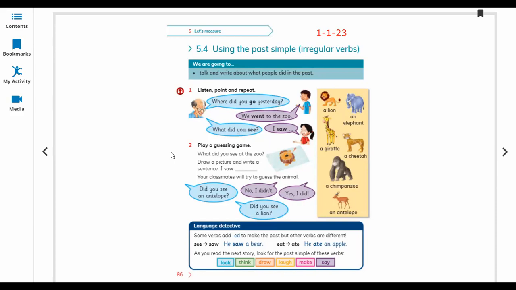Listen, point, and repeat. Where did you go yesterday? We went to the zoo. What did you see? I saw a lion, an elephant, a giraffe, a cheetah, or something like this. So I'm going to put on a track so that you can hear.